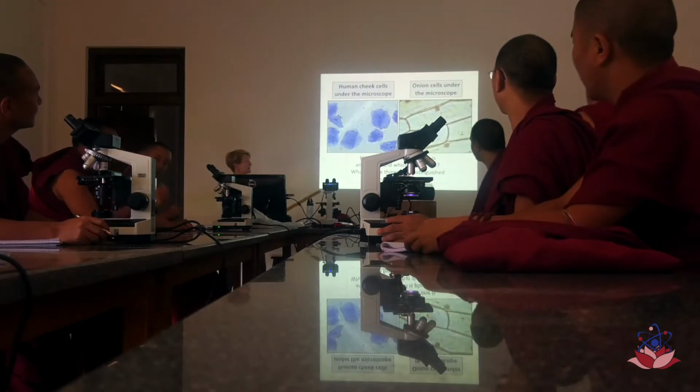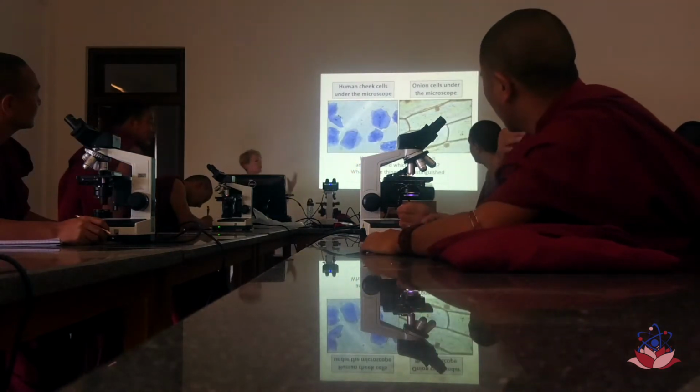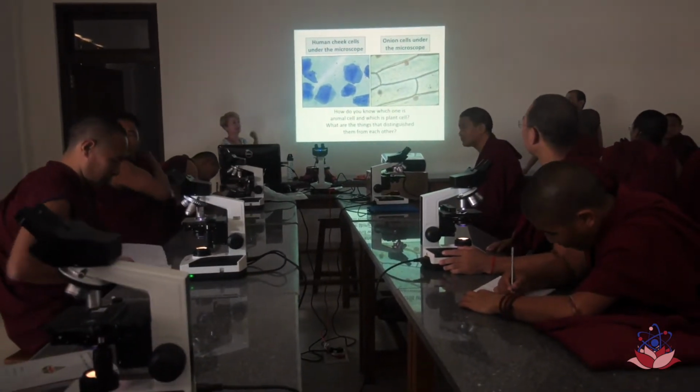And you're correct that there are structures in each of these cell types that aren't found in the other, but we can't actually see that with a simple light microscope.